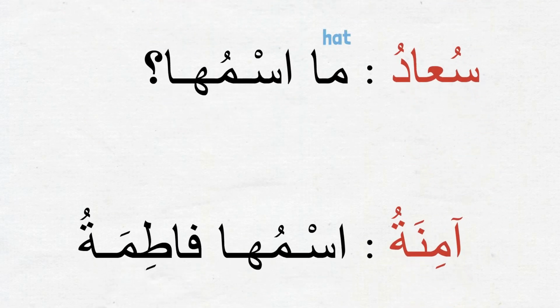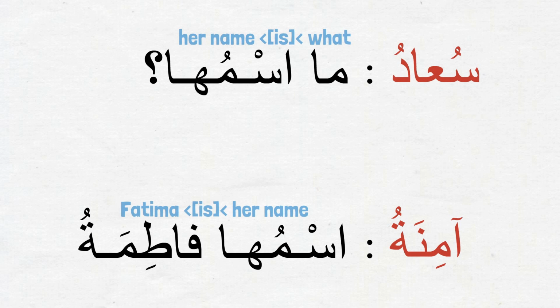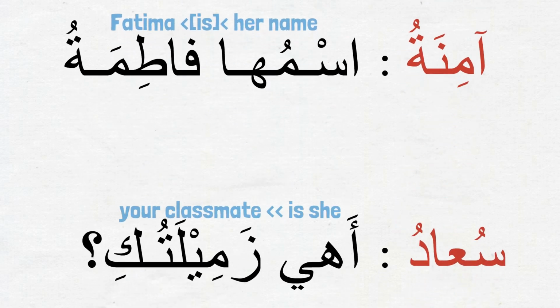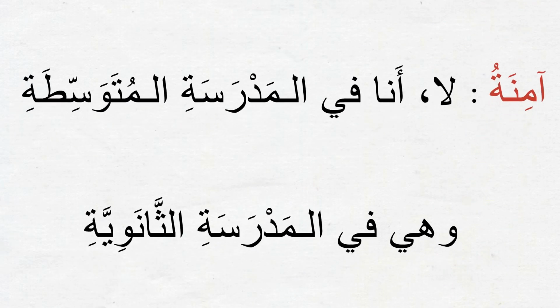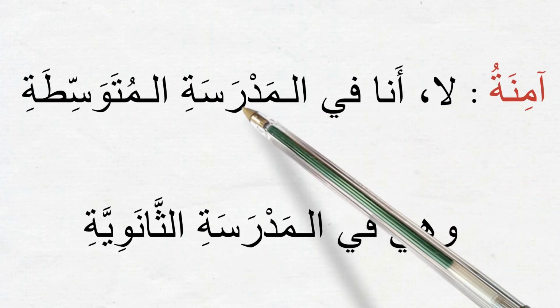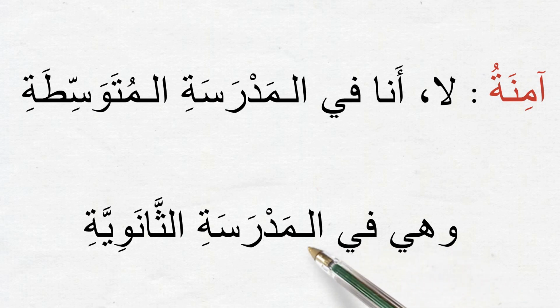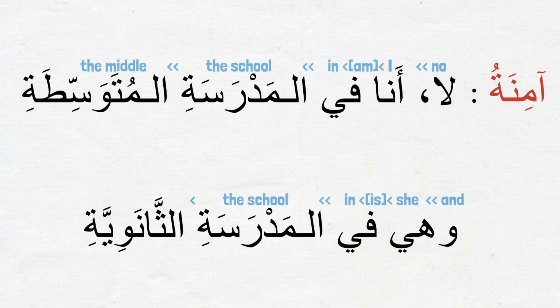SUAAD then asks about her name by saying, ما اسمها? Amina responds, اسمها فاطمة. سعاد, أهي زميلتك? Is she your classmate? Amina says, لا, أنا في المدرسة المتوسطة وهي في المدرسة الثانوية. No, I'm in middle school and she's in secondary school.